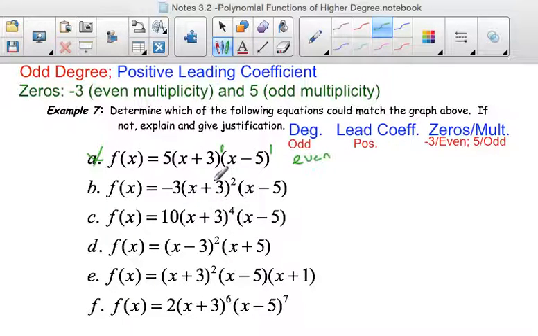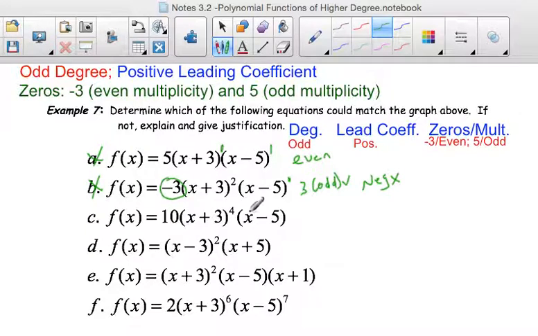Letter B, if we look at the degree here, it's in factored form. The degree is 2 plus 1, which is 3, so it's an odd degree. So that's good, but the leading coefficient is -3. So it has a negative leading coefficient that doesn't match, so we can eliminate example B.